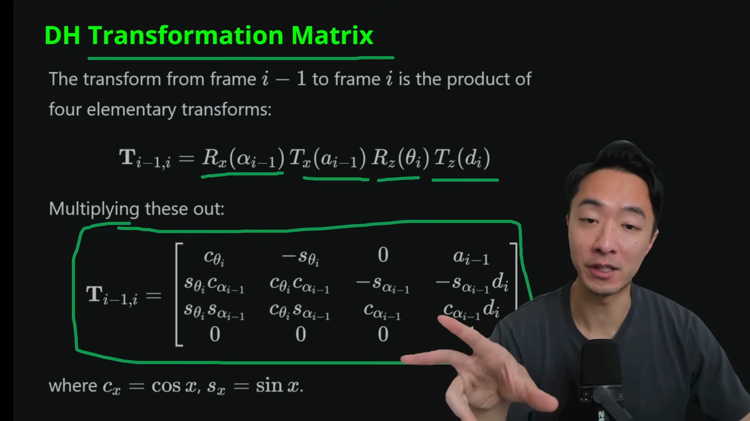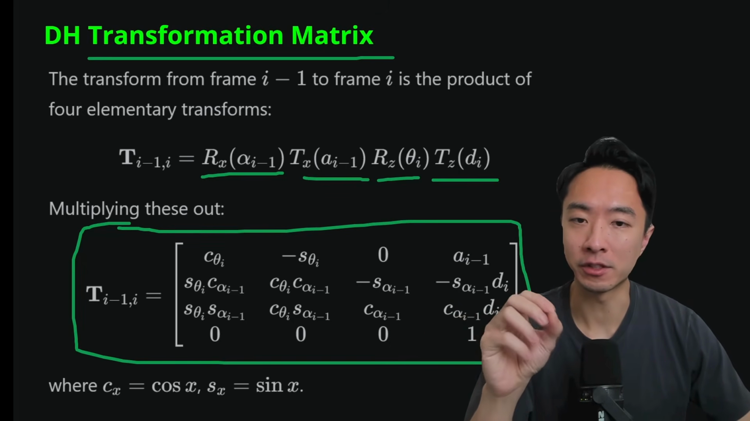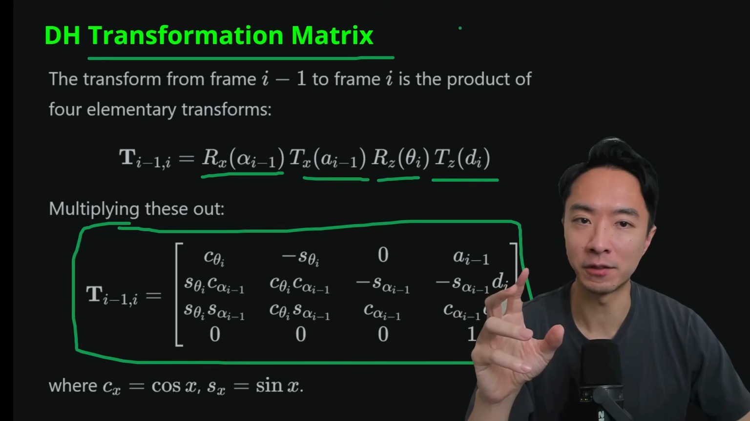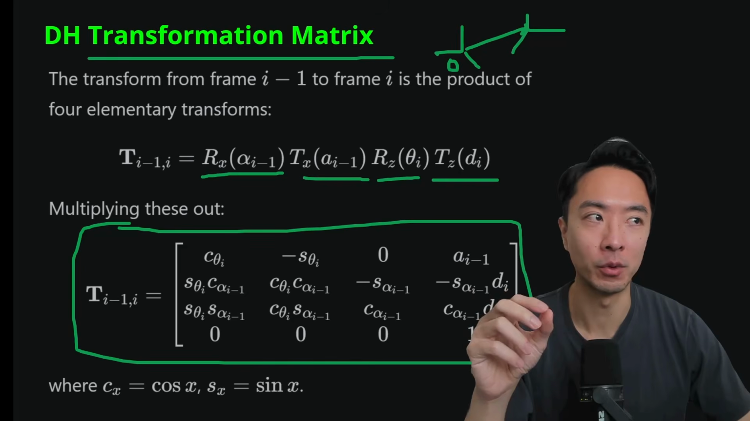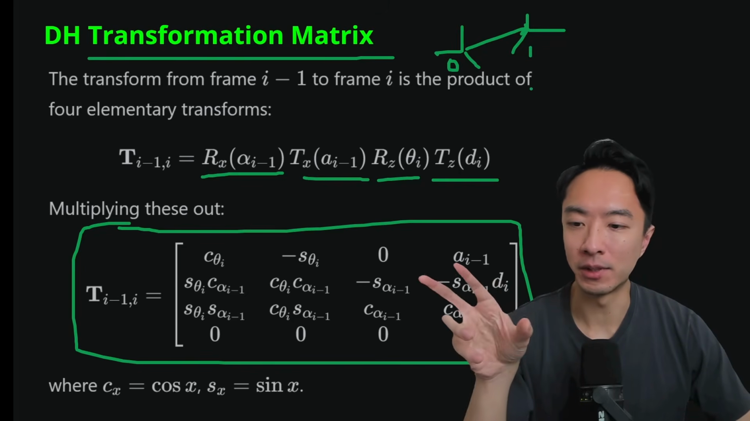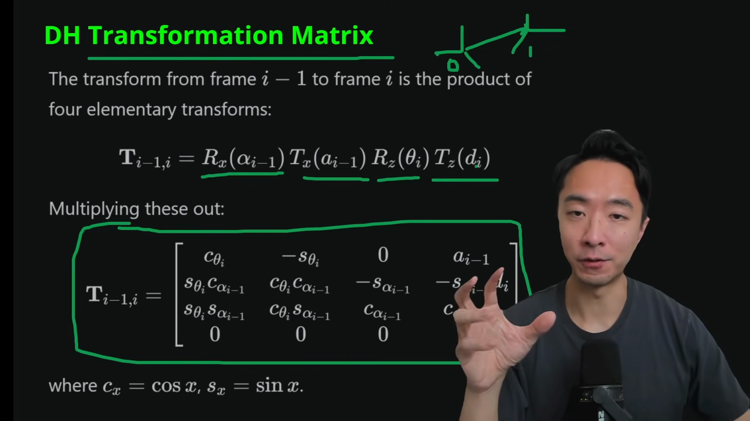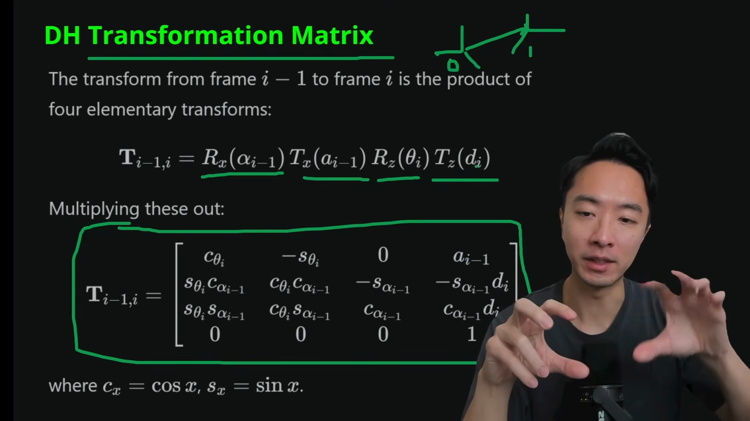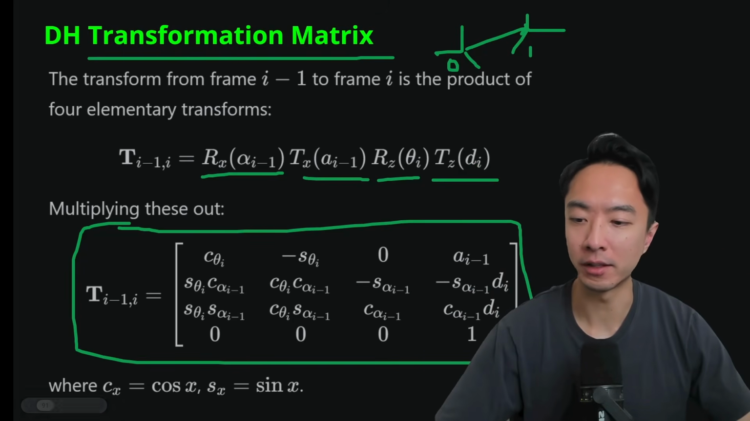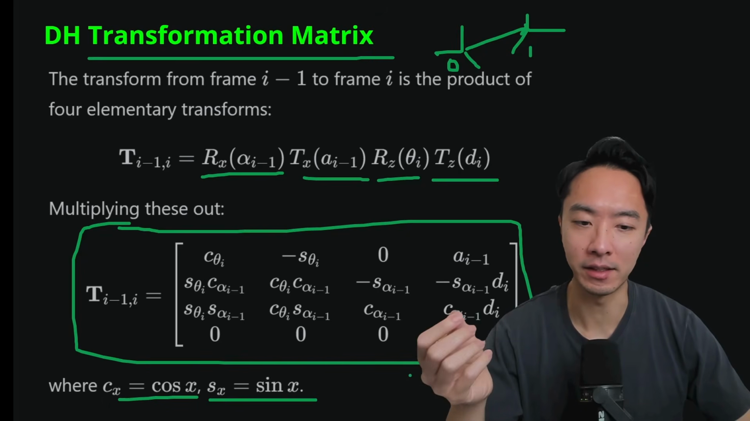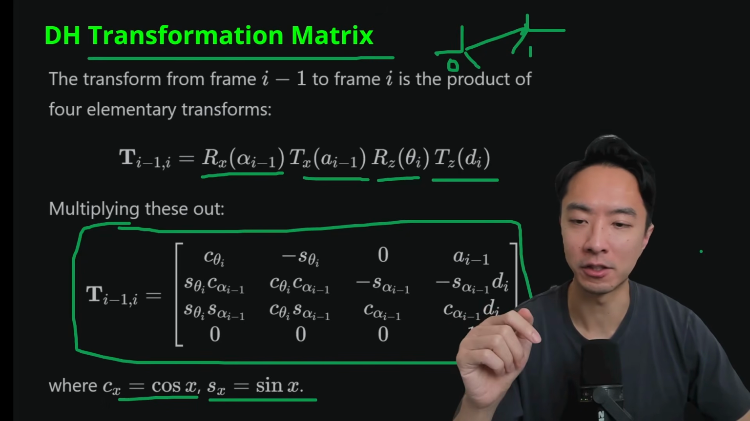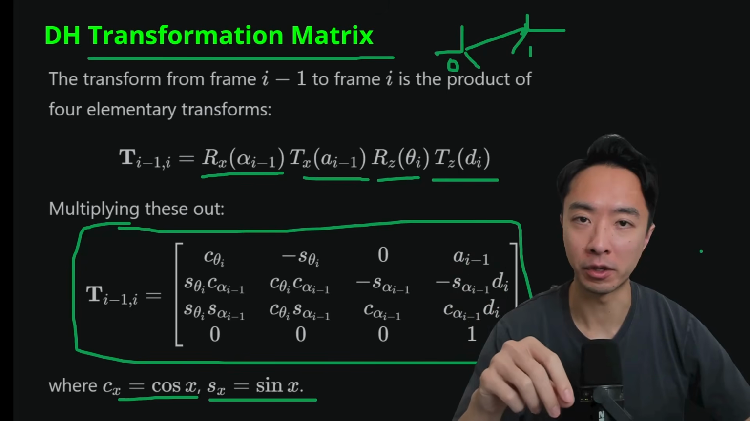So this is the transformation matrix that will describe your transformation from one frame, if we call this frame 0, to the next frame, which we might call frame 1. So this is going to be the transformation matrix that defines the transform between each joint on a serial robot. And note here we have some shorthand. Cx is going to be cosine, Sx is going to be sine. It's just a shorthand to write the sines and cosines to make it look more compact.